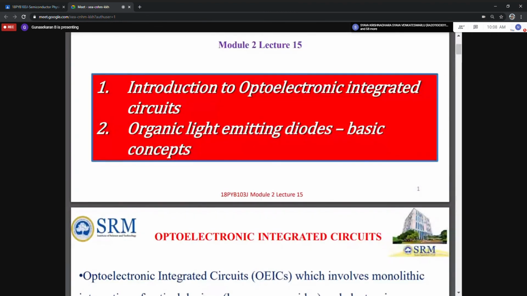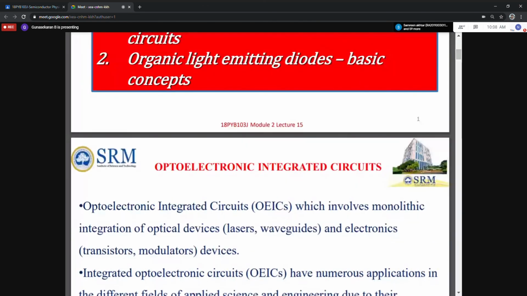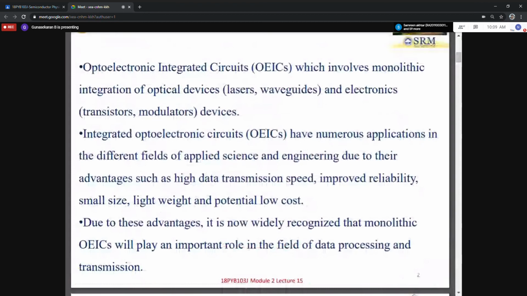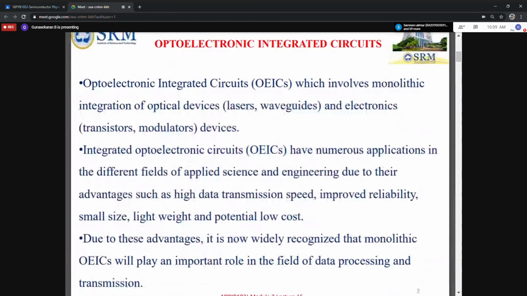Nowadays, you add the optoelectronic integrated circuit. You take the optoelectronic components also in the integrated circuits. So that is OEIC. See the active and passive components. The optoelectronic integrated circuit involves the fabrication, monolithic integration of both optical as well as electronic devices.